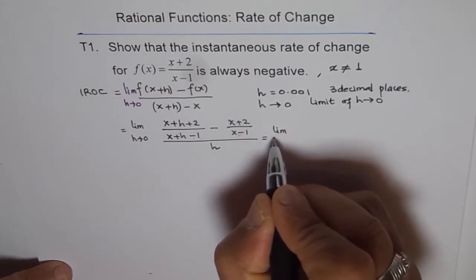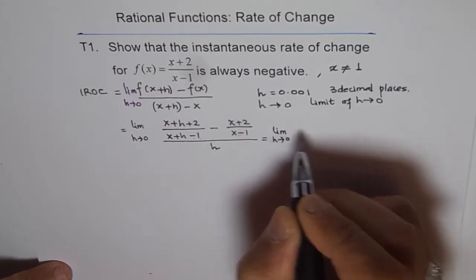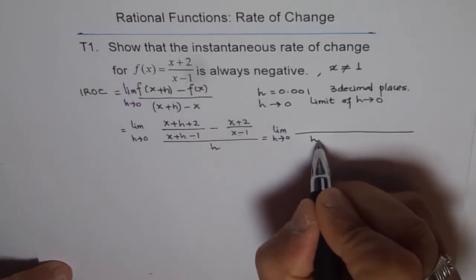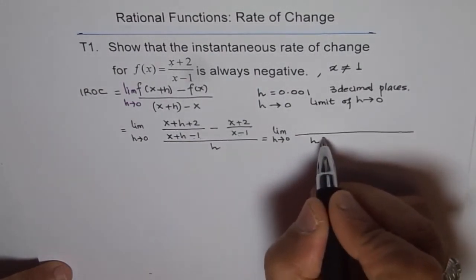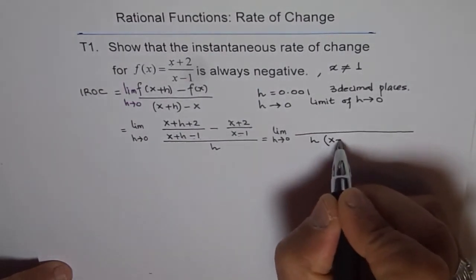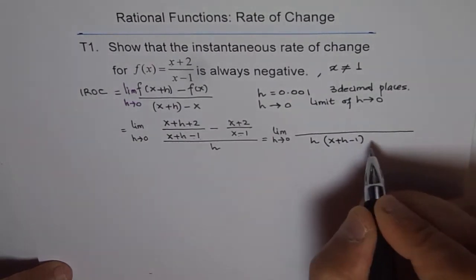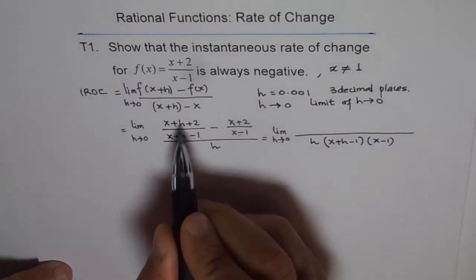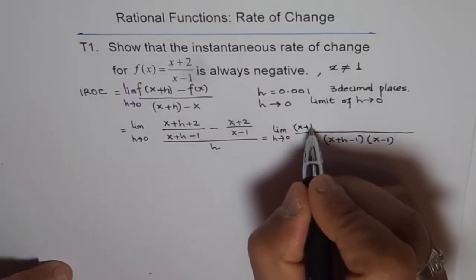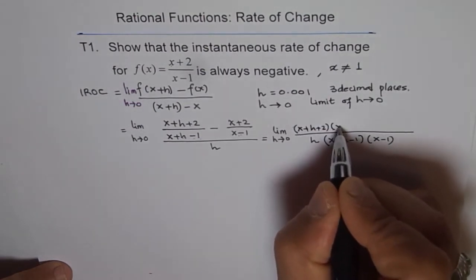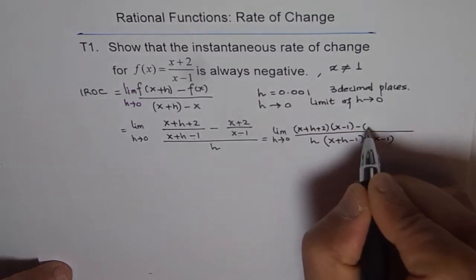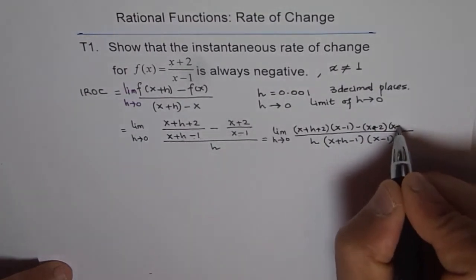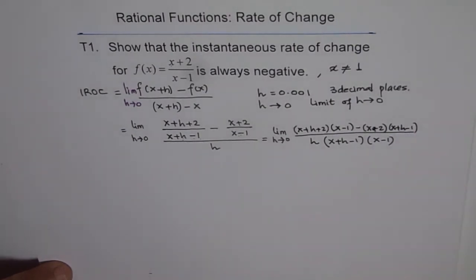So I get limit h approaches 0, and then I can write like this. This h, when multiplied, comes in the denominator, so I'm writing it straight in the denominator. We get x plus h minus 1 times x minus 1. That's my denominator. Now this gets multiplied with this, so let me write this as x plus h plus 2 times x minus 1, and minus of x plus 2 times x plus h minus 1, correct?